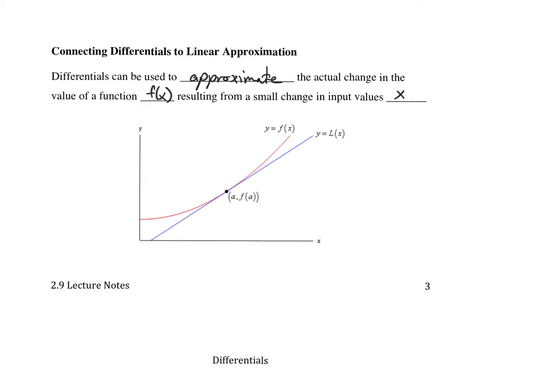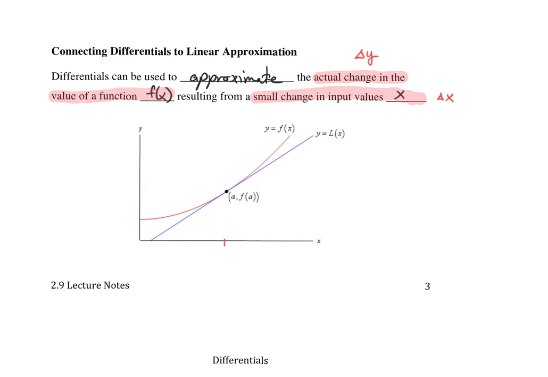So when I talk about the actual change in the value of the function f of x, I'm going to highlight that in red. This is what we're going to call delta y. Now, this small change in input values x, this is what we're going to also refer to as delta x. Okay, so let me set up a picture downstairs for you.